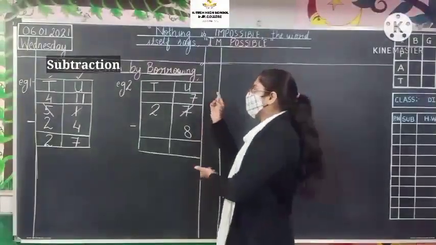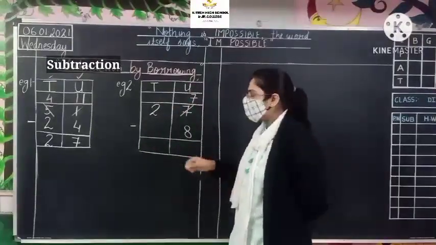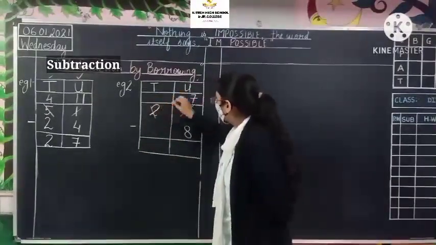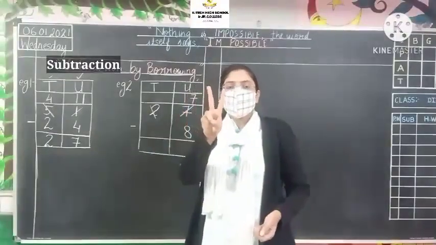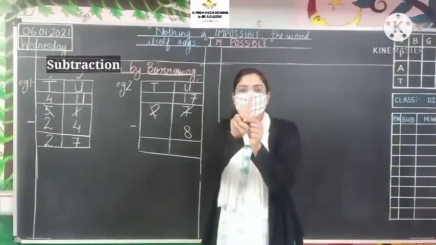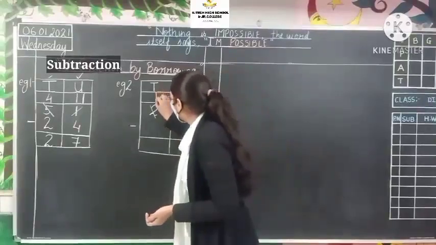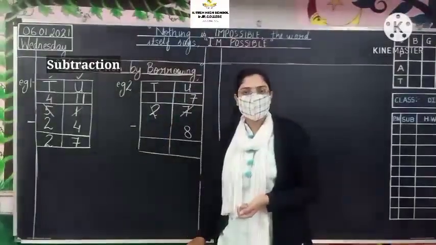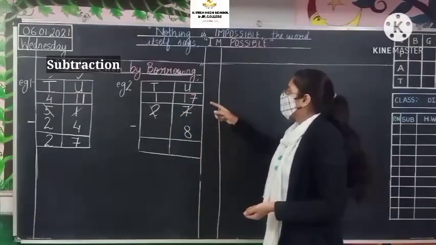Now units place, we can manage this. So units place will ask tens place, tens, please give me 1. So, tens will give 1 here. Tens is having 2. And tens is giving 1 ten to units. How many tens are remaining? 1 ten. So, we will write here 1. Got it, students? Now, complete the subtraction.